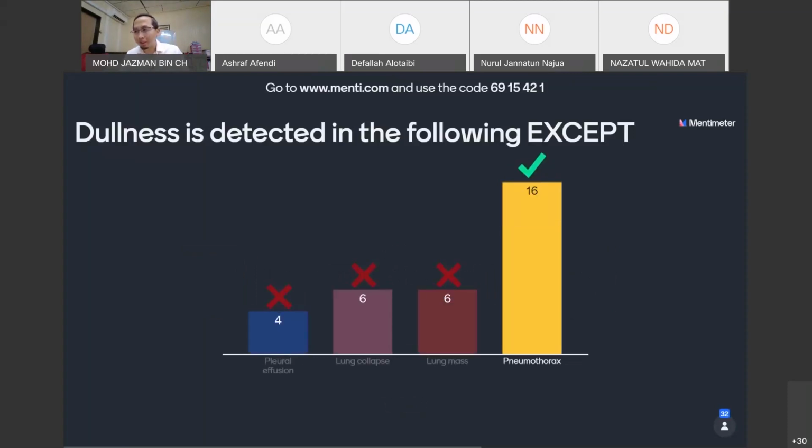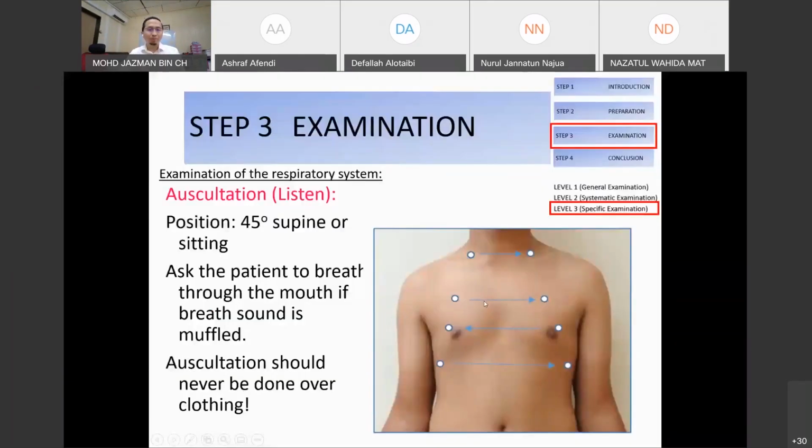Yes, most of you got it correct. It is pneumothorax. So pleural effusion causes stony dullness. Lung collapse and lung mass cause dullness. Pneumothorax causes hyperresonance, which means that if you compare the lung which has pneumothorax, it is more resonant compared to the other lung which doesn't have pneumothorax. Okay, so moving on to our slide.